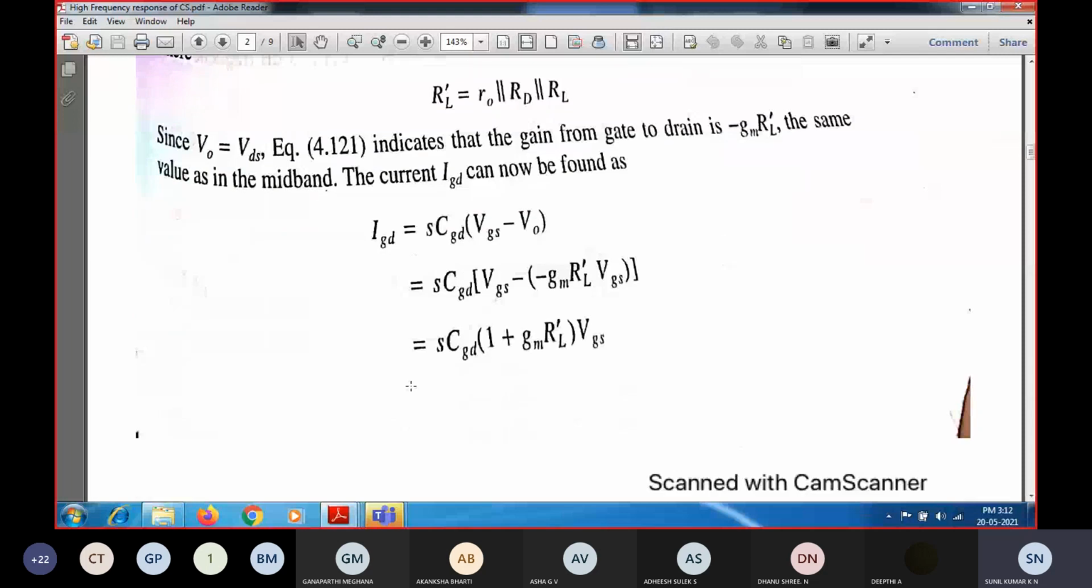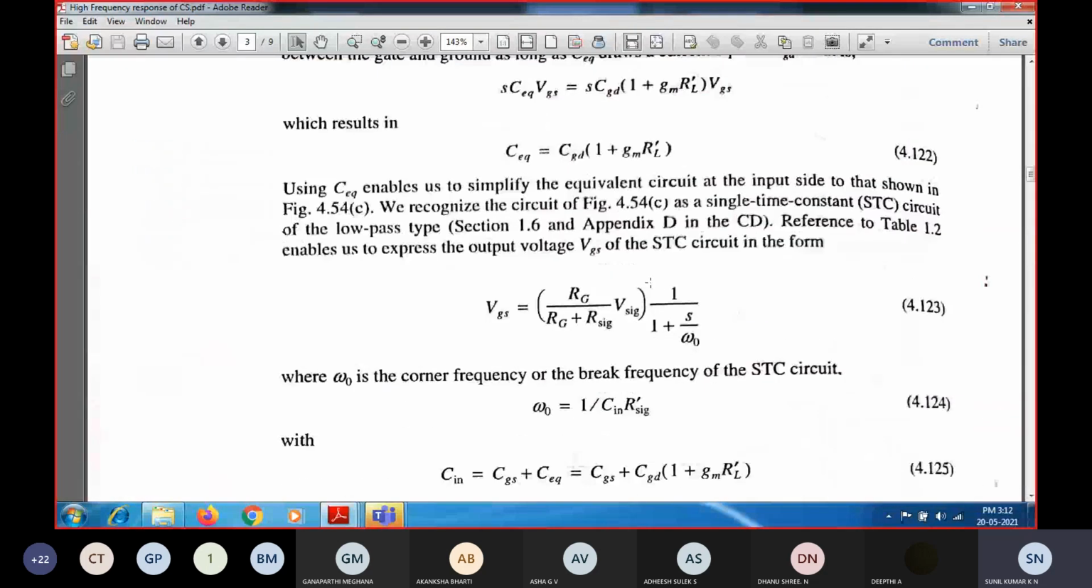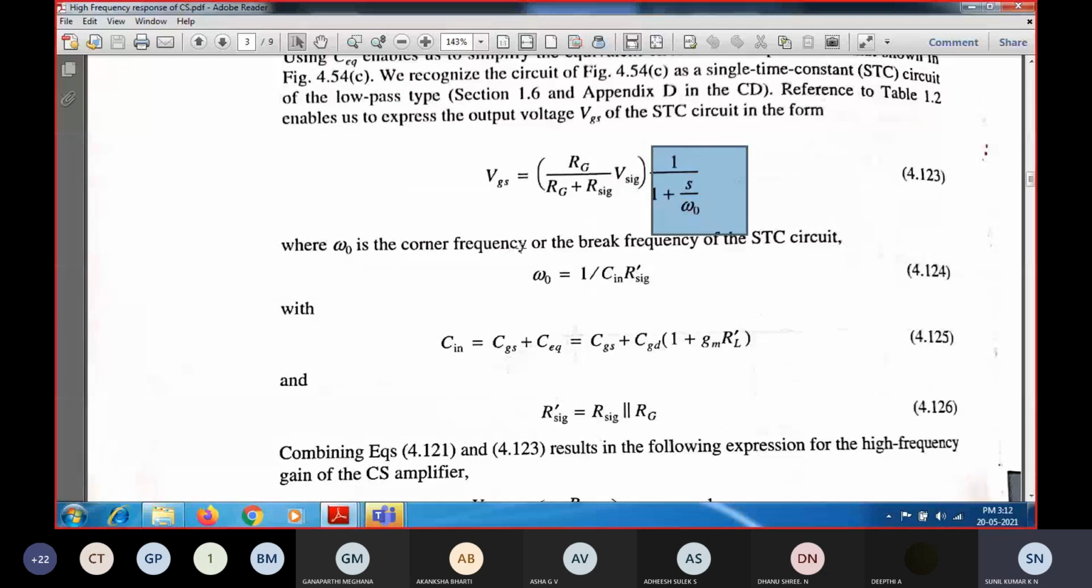So you will be having the response, that is the transfer function, as this one. So 1 by 1 plus S by omega, and if you substitute the value of break frequency or corner frequency, substitute the value of R and C, you'll be getting this as the 3 dB frequency. So whether people are understanding or what?